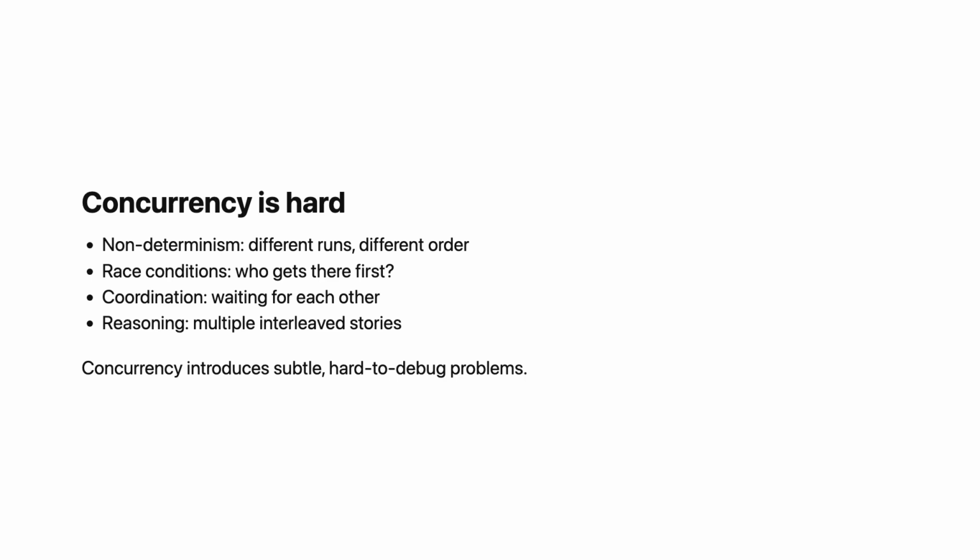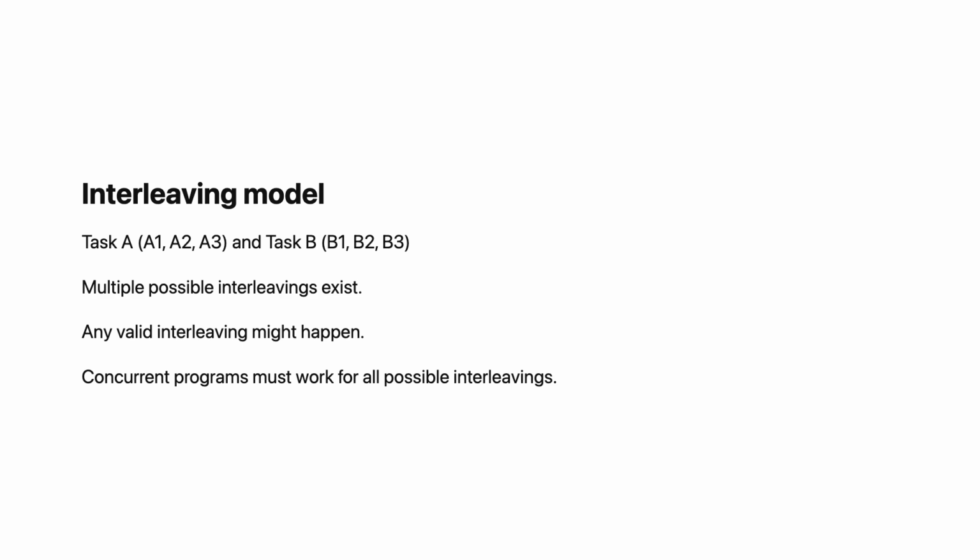Coordination. Tasks sometimes wait for each other. Task B needs the result of task A. Managing this coordination is tricky. Reasoning. Sequential code is one story. Concurrent code is multiple interleaved stories. Your brain must track all possibilities. These problems are not insurmountable, but they require new thinking. You must design for concurrency, not bolt it on.